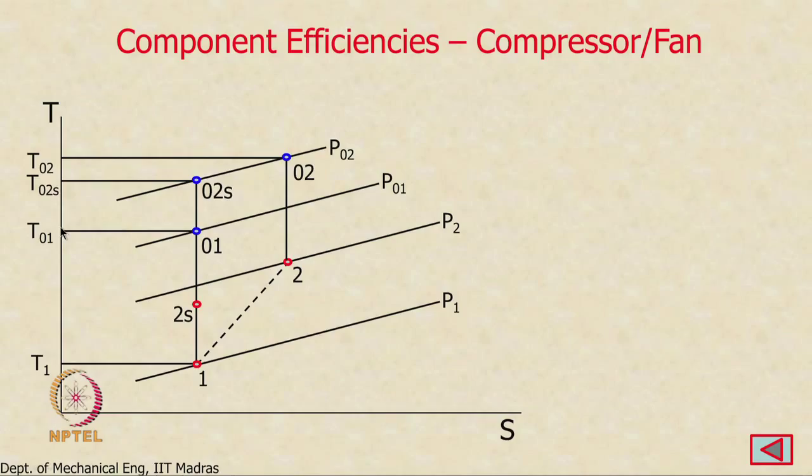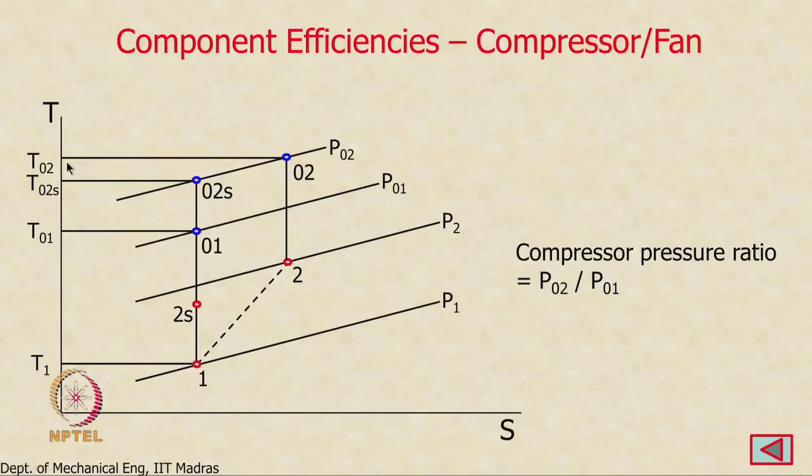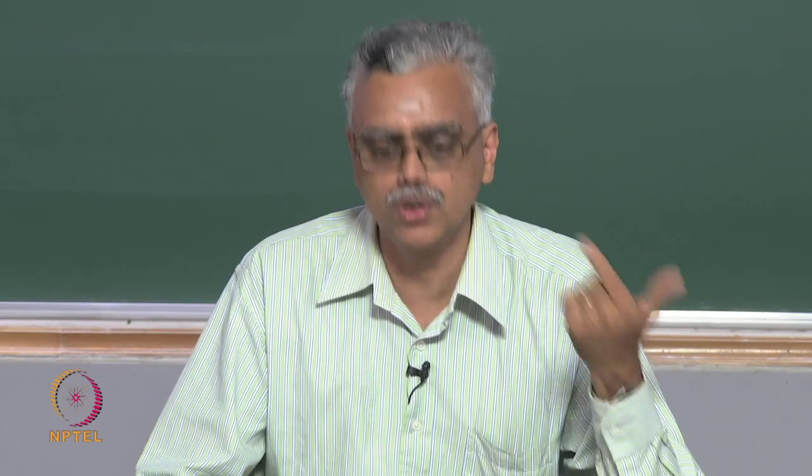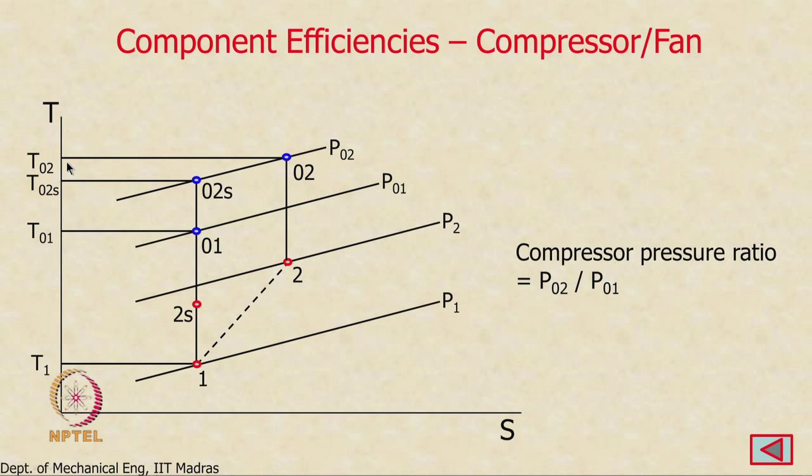So if you look at this, as I said earlier, the compressor pressure ratio is P02 over P01, that will be 20, 30 or 40, and so you can see that this is the stagnation state that we are looking for. Had the increase in stagnation pressure from P01 to P02 taken place in an isentropic manner, this would have been my end state, T02s.